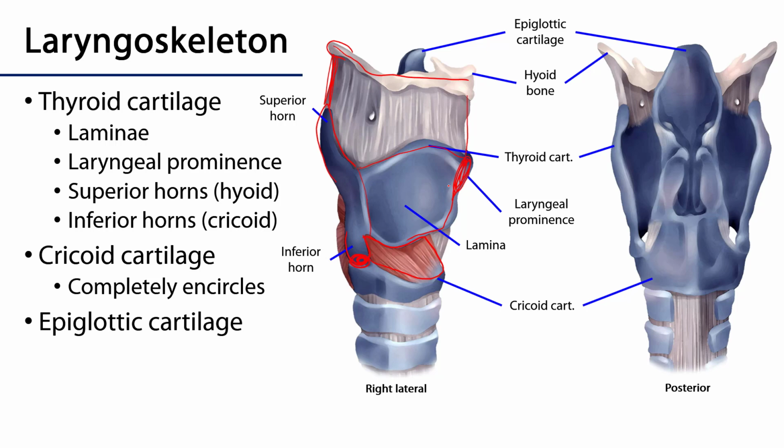So the cricoid cartilage sits below the thyroid cartilage here, and it is the only cartilage, as I've said, which is complete, 360 degrees around. And then that epiglottic cartilage, the stem of it articulates with the thyroid cartilage anteriorly. The leaf is superior here, and it sits like so.